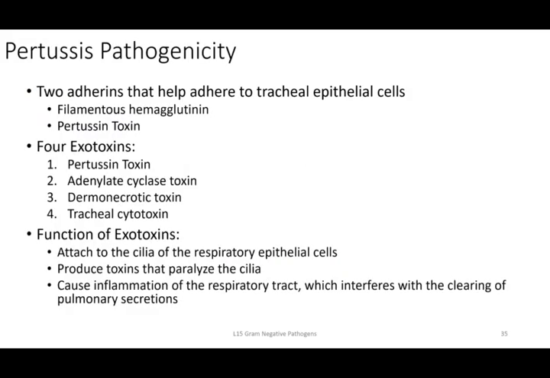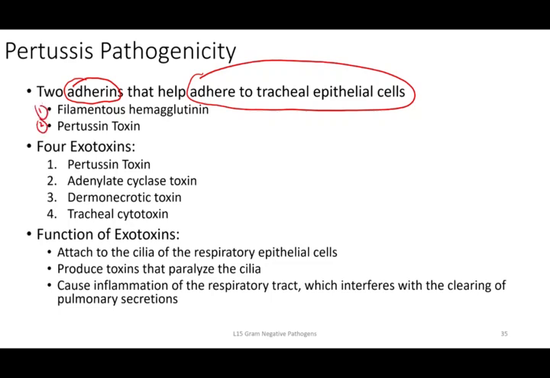Pertussis has a couple different molecules that serve as adhesins. What that allows them to do is to attach to those epithelial cells lining the respiratory tract. These are the 2 adhesins: filamentous hemagglutinin and pertussis toxin. I know this says toxin on it, but it has multiple functions, so it's also down here. There are also 4 exotoxins.